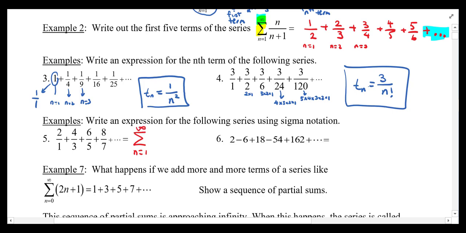And just like examples 3 and 4, you need to come up with an expression to describe each of these terms. 2, 4, 6, 8. Who do we appreciate? I think those are just even numbers. And to represent even numbers, where this is n equals 1, n equals 2, n equals 3, n equals 4, I think we just have 2n.